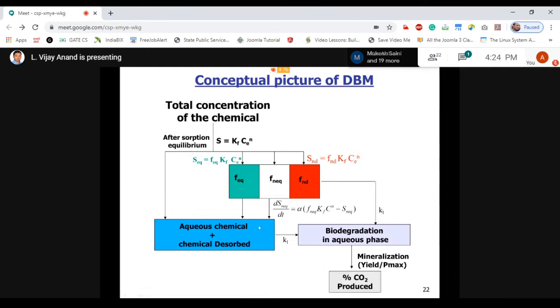This model assumes that only aqueous phase chemical, and chemical that is desorbed from the non-equilibrium fraction, is being degraded by the aqueous phase degradation constant K1. The biodegradation in the aqueous phase is happening at that rate. And you have the mineralization of the degradation related by the Pmax constant. The percentage of carbon dioxide is what we are tracking for the amount of degradation.